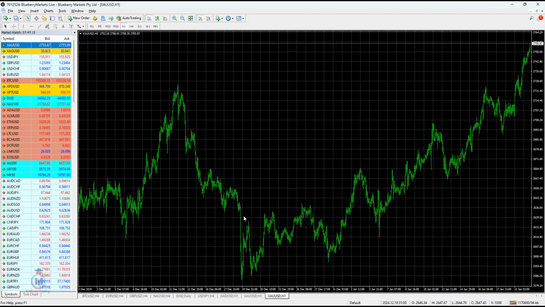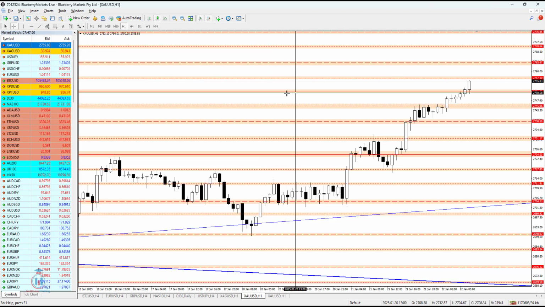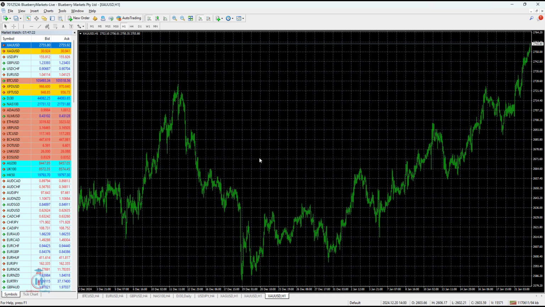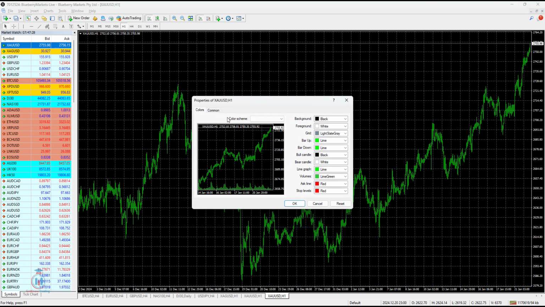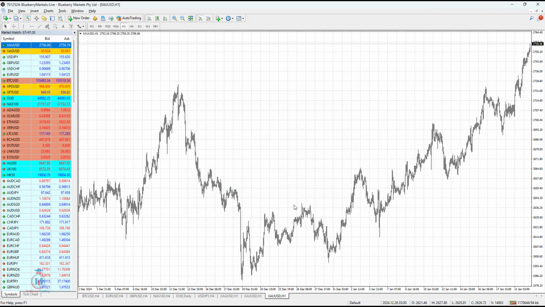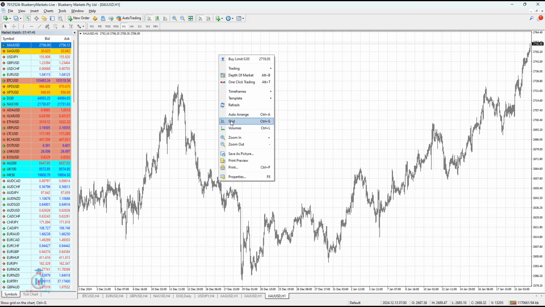If you would like to have the same appearance and colors that I'm using, go to the chart, click the right mouse button anywhere on the chart, click properties, and select the color scheme. Click black and white, click OK, and then you will have a white background with black vertical lines. The next step is to remove the grid. Again, click the right mouse button and remove the grid.